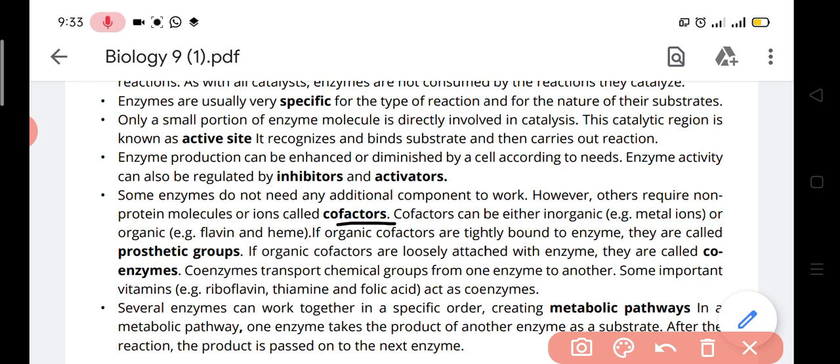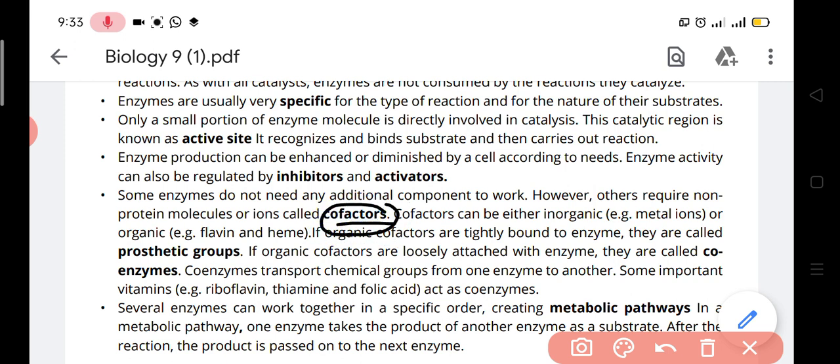Basically, students, sometimes the enzymes work independently. Like, they do not need any kind of help from anything. Okay? But sometimes it happens that they need some known protein molecules or any kind of ion to work, and this kind of ion will be known as a cofactor.